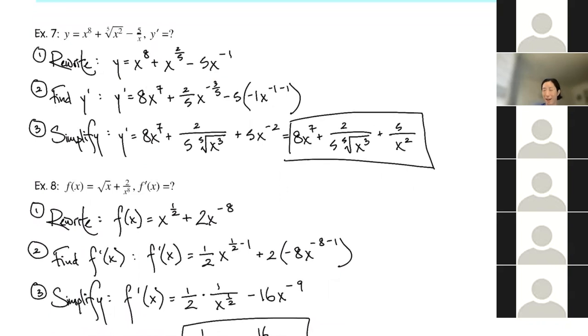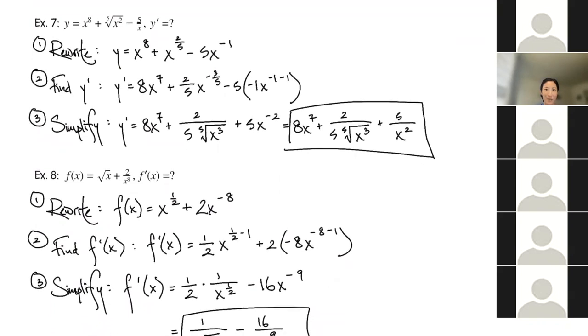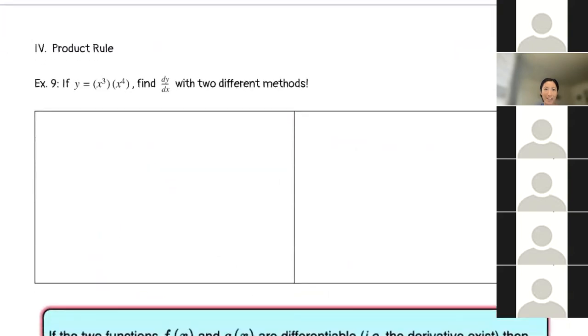I'm glad that you are having fun with the power rule. Things are about to get a little bit more complicated, so buckle up and let's take a look at this product rule, okay?